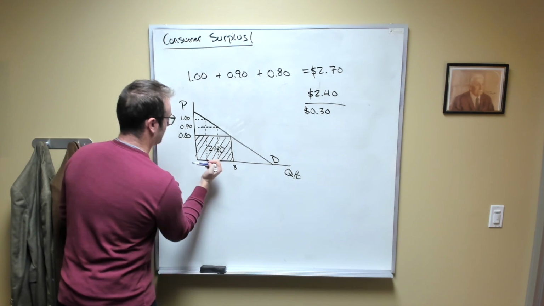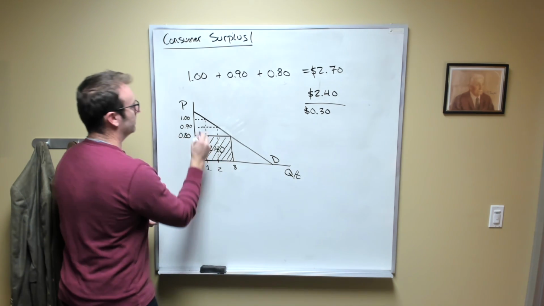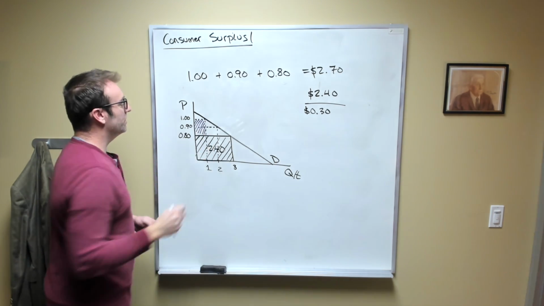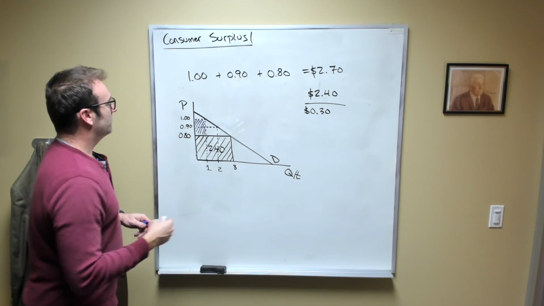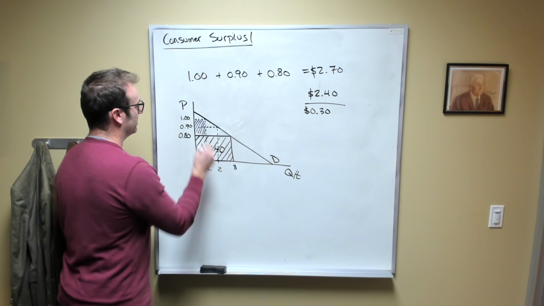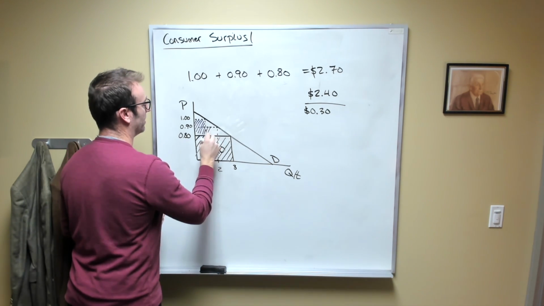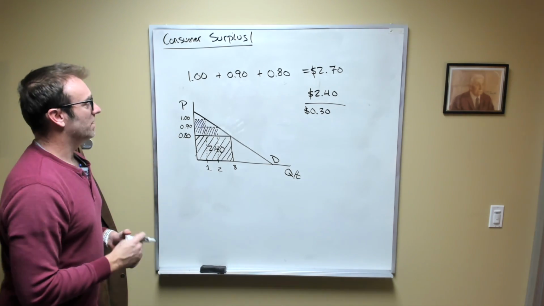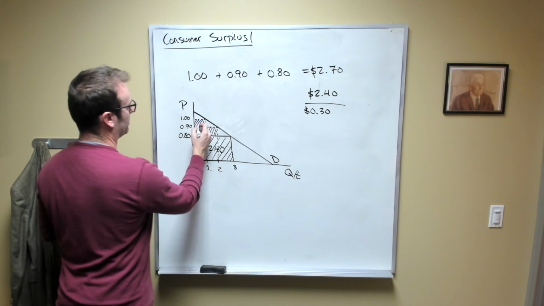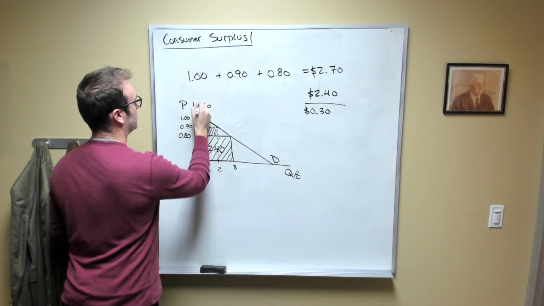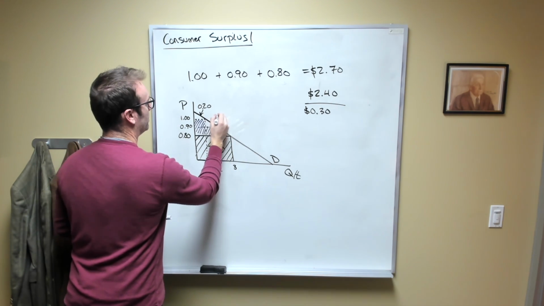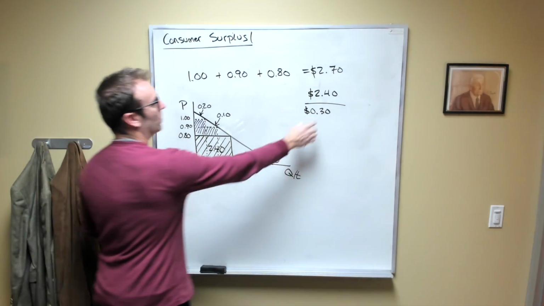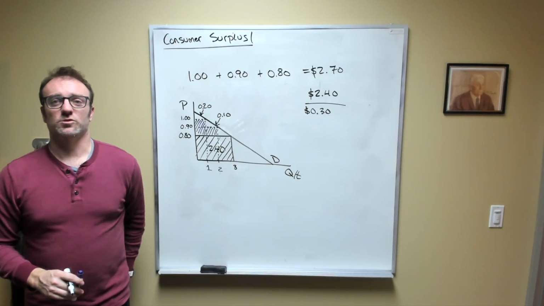So for the first unit, this person is willing to pay up to $1, but they only have to pay 80 cents. And for the second unit, they're willing to pay 90 cents, but they only have to pay 80. And for the third unit, they're willing to pay 80, and they do pay 80. So in this part here, we have 20 cents of consumer surplus, and right here we would have 10 cents of consumer surplus. If we added that together, we would get our 30 cents of consumer surplus.